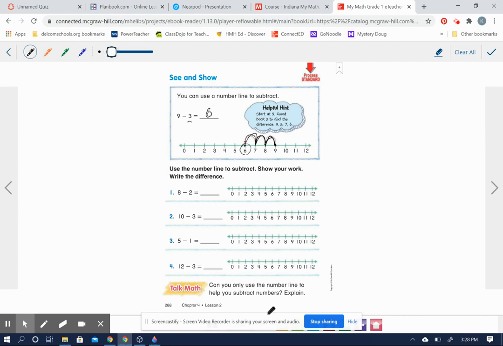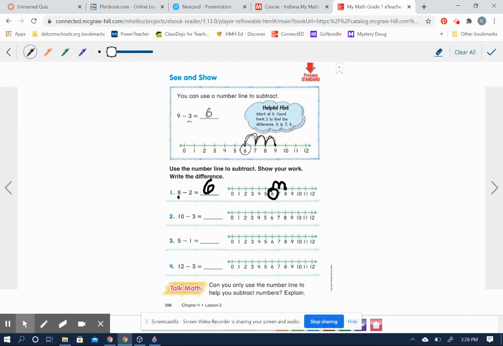Now let's go ahead and use these number lines to help show our work on these subtraction problems. 8 minus 2. Okay, where are we going to start? Yes, we're going to start with the bigger number because we're subtracting, and we're going to go this direction. We're going to count backwards 2 bunny hops, and we land at 6. So 8 minus 2 equals 6.